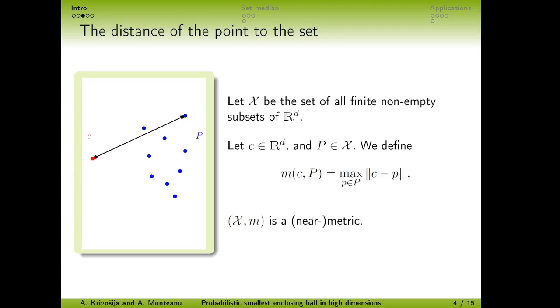We need to define the distance of a point, say C, and the non-empty finite subset P of R^d. The distance is the maximum distance between C and the point p in P. Such defined distance M is a near metric on the set of non-empty finite subsets of R^d. It can easily be modified to a proper metric.